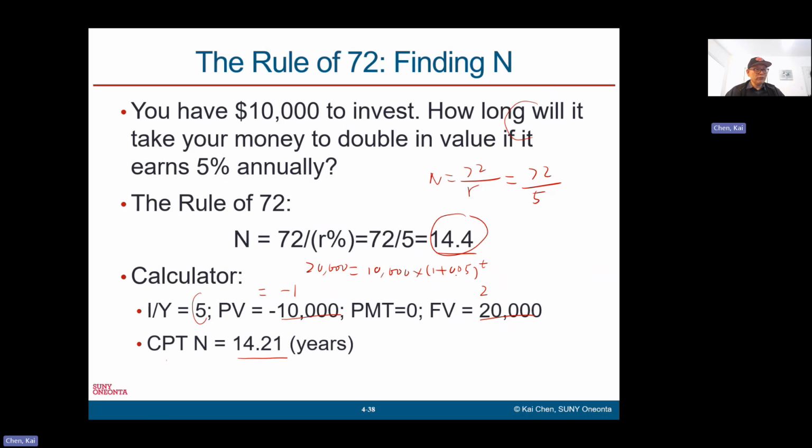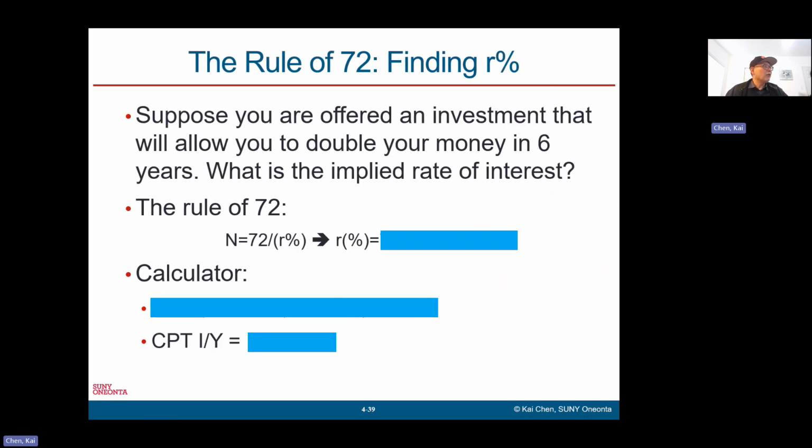Okay, I believe if you run your financial calculator, you can get this answer. If you don't, that means your operation is wrong. Then you can do that again or talk to me. Now, next example. Suppose you are offered an investment that will allow you to double your money in 6 years. What is the implied rate of interest?